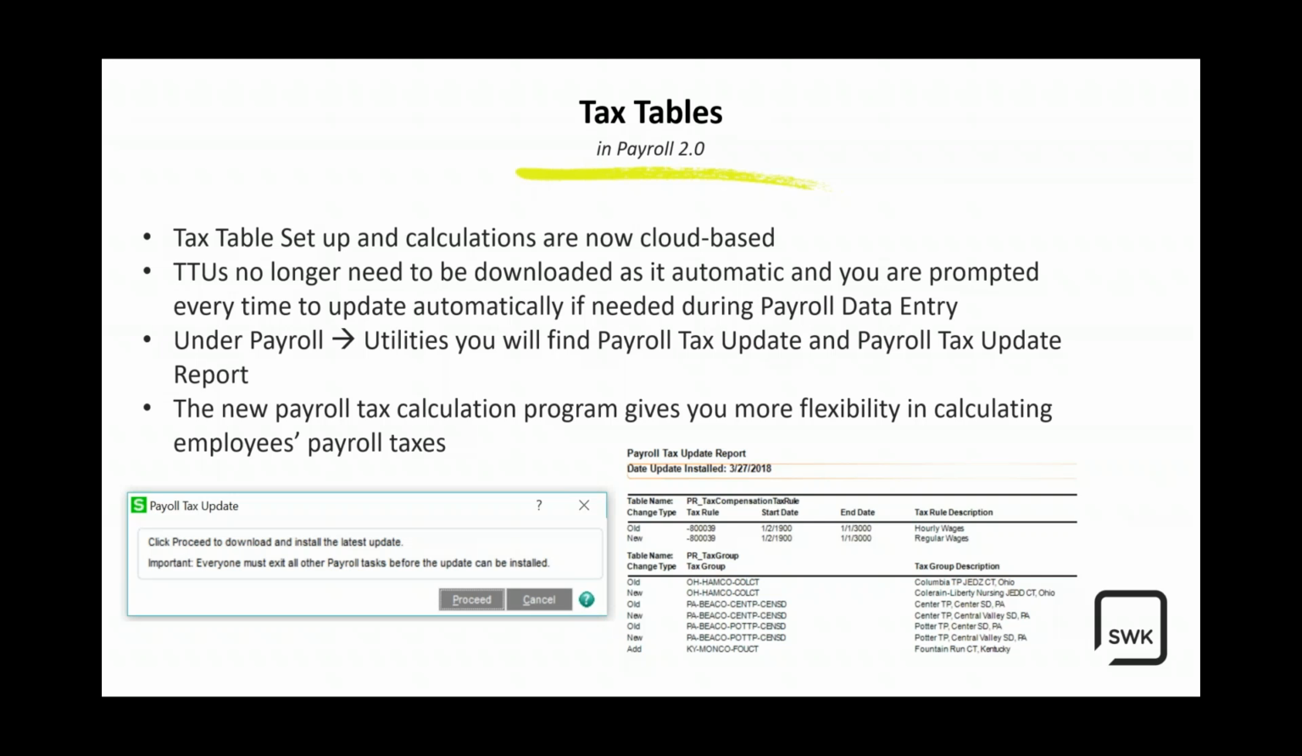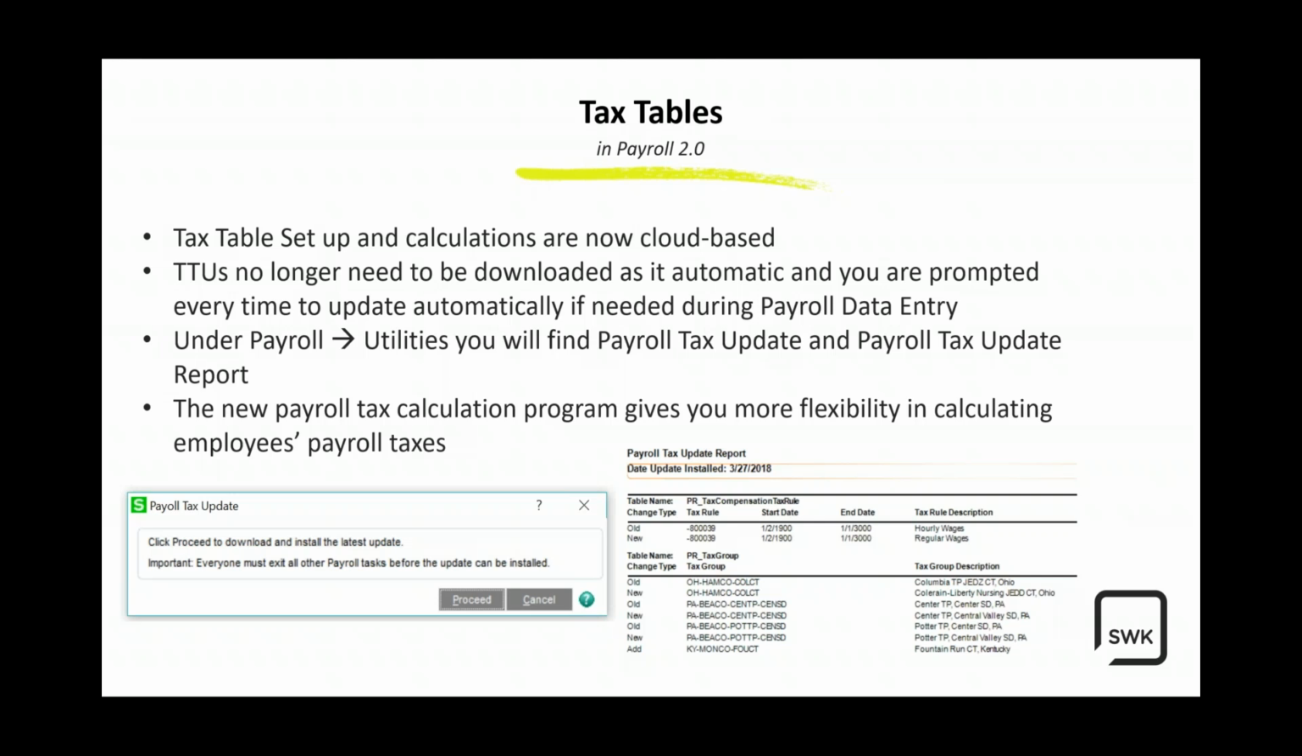Or underneath the payroll utilities menu, there are two new features there. There is the payroll tax update, as you can see at the bottom left, where you can manually put the payroll tax table update on your system. And then there's a report. When you run that payroll tax update report, there are two features there. You can say what's installed, and it will give you a quick listing of what's included in that update and what changed when it installed that tax update.